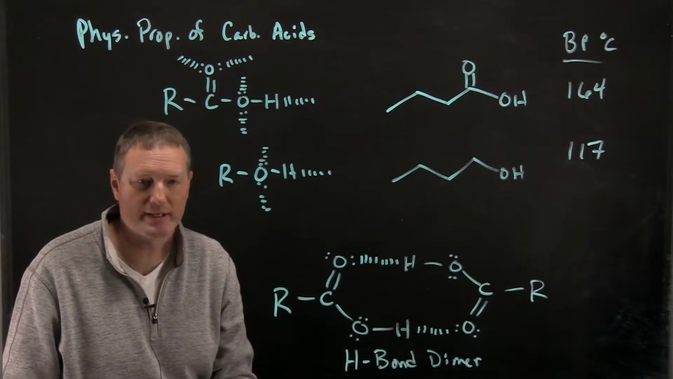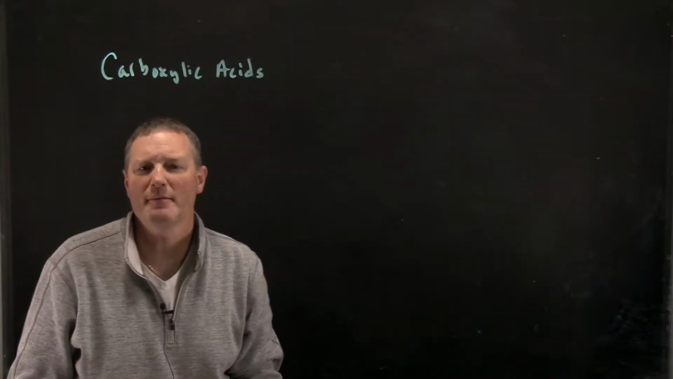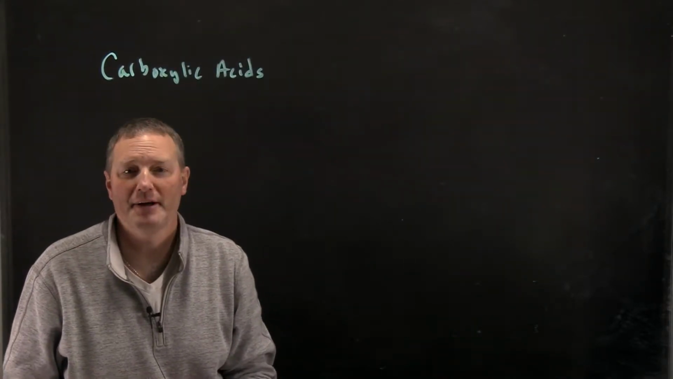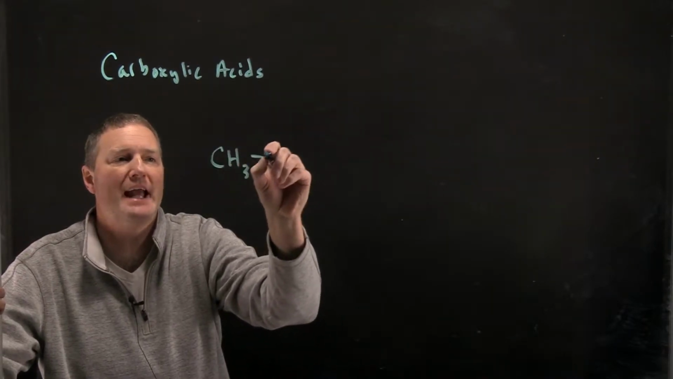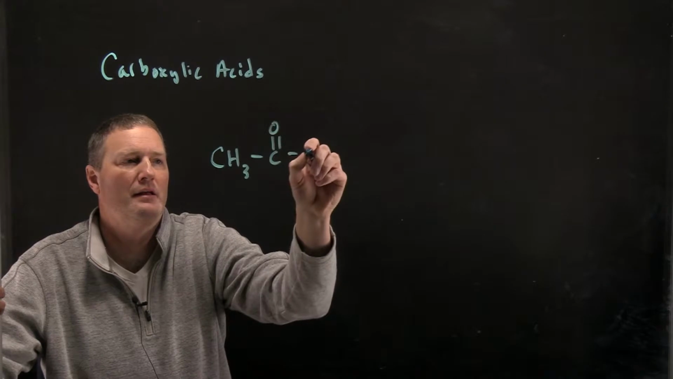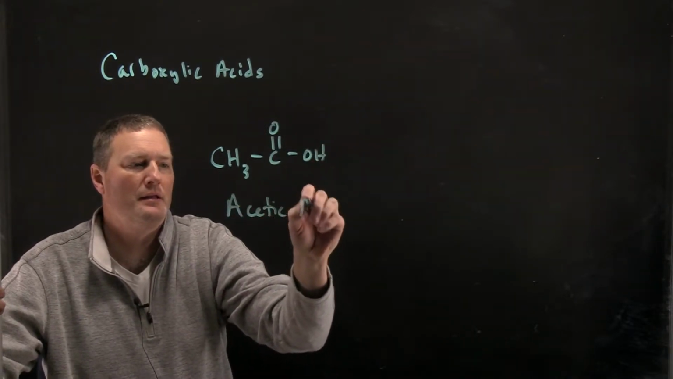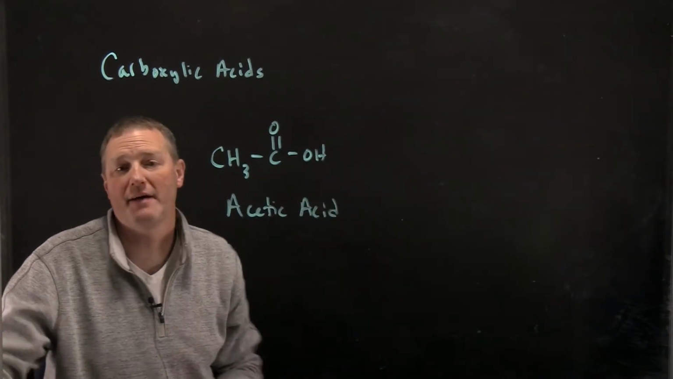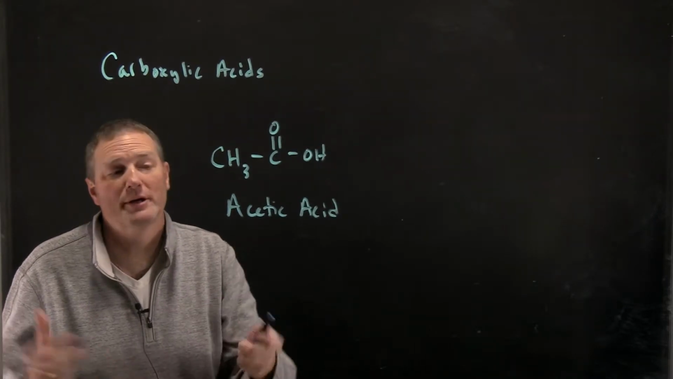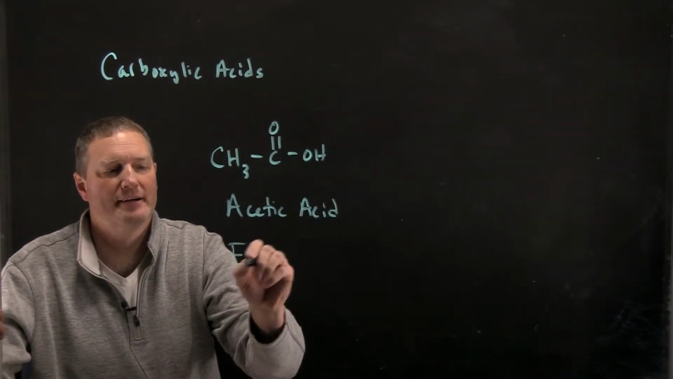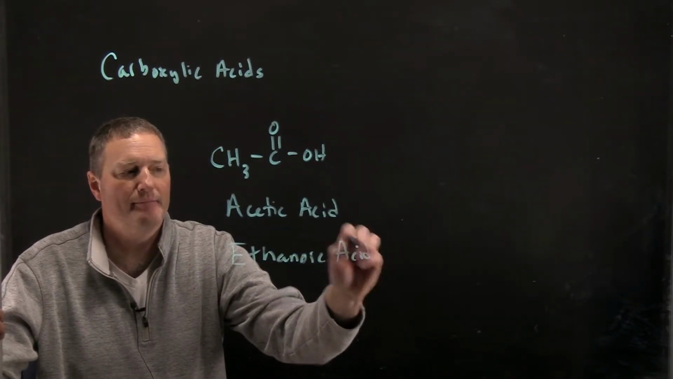In the next section, we're going to talk about what happens when you treat a carboxylic acid with a base. When you treat a carboxylic acid with a base, a very important reaction occurs. So if I were to take something like acetic acid, this is one you definitely should know the common name of. It's called acetic acid. It also could be called ethanoic acid. We'll list that out here. That would be the IUPAC name of this one.